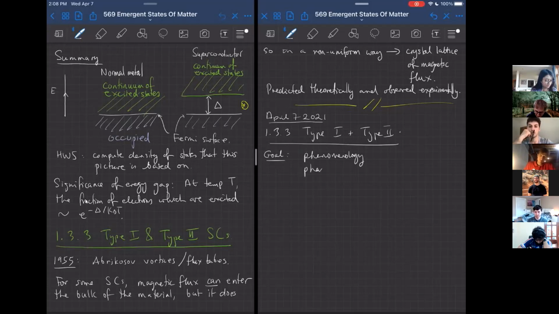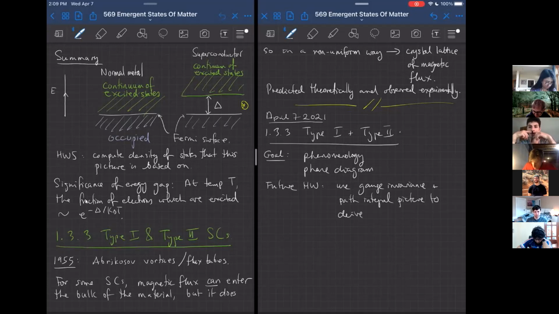And talk about the phase diagram. And then in a future homework, not this one, you will use gauge invariance and a path integral formulation to derive type 2 superconductivity.